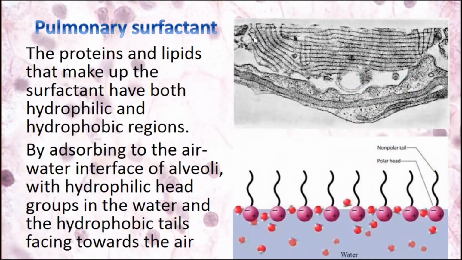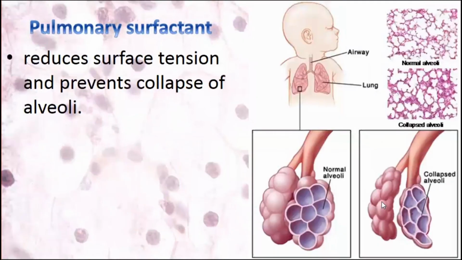Here we can see the appearance of pulmonary surfactant. It has both hydrophilic and hydrophobic regions, and it lines the inner surface of alveoli. It reduces surface tension and prevents collapsing of alveoli. In some children who were born before the normal term, there isn't enough pulmonary surfactant. That's why they often have collapsed lungs, and it may cause severe complications in newborn children. So children who were born at normal term have a normal amount of surfactant.